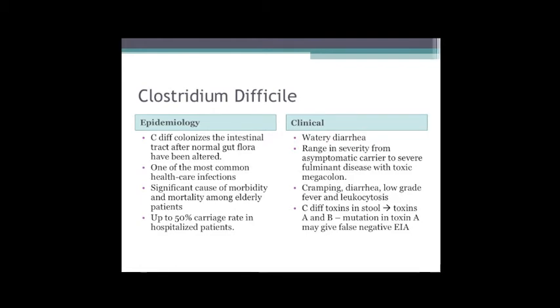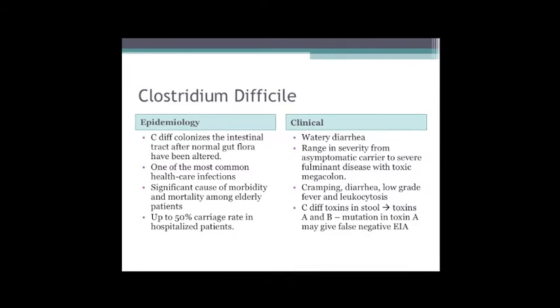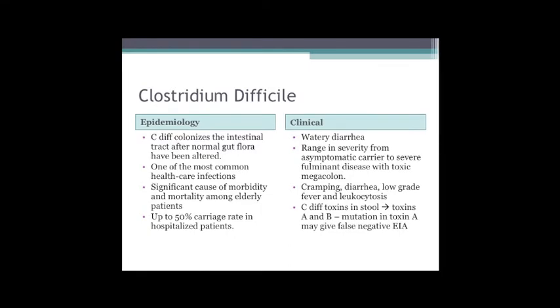Patients will present with a watery diarrhea. They may be exceedingly ill with toxic megacolon. These are the patients that may die from C. diff, or they may be an asymptomatic carrier. Cramping, low-grade fever, leukocytosis. Look for C. diff toxin in the stool.